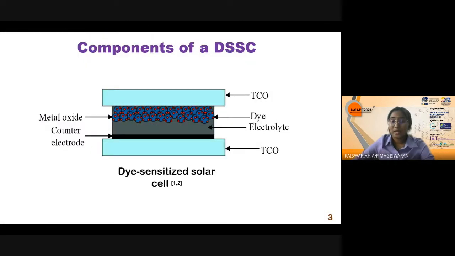DSSC is included in the third generation of the photovoltaic cell. DSSC are basically made up of a photoanode, counter-electrode, electrolyte, and dye. DSSCs are the most promising device in photovoltaic field because it is easy to manufacture and the cost of the setup is lower.